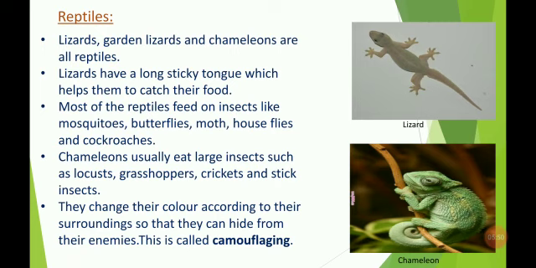If we talk about chameleons, they also have a long tongue by which they eat locusts, grasshoppers, crickets, and other insects. They have a special characteristic to change their body color according to their surroundings so that they can hide from their enemies. This is called camouflaging.